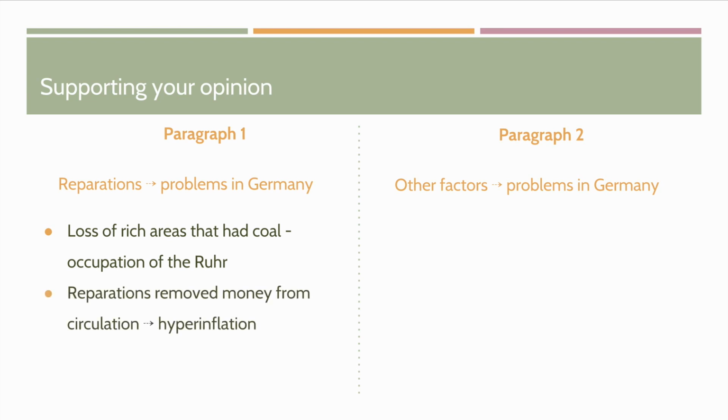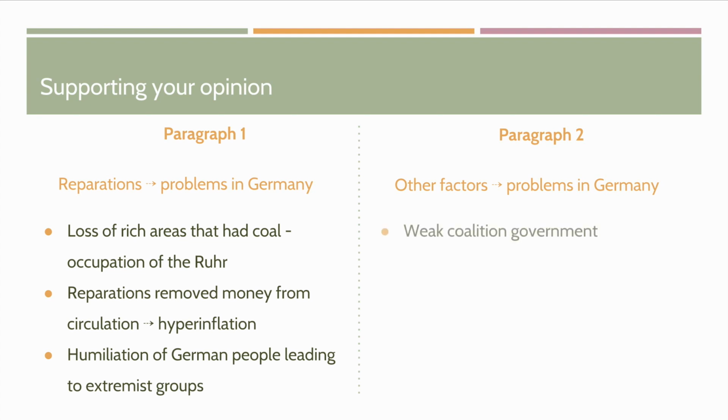Reparations also removed money from circulation, and that's one of the reasons that there was such terrible hyperinflation in Germany. And the reparations were humiliation for the German people, which really helped extremist groups like the fascists under Adolf Hitler to rise to power. Let's take a look at opposing evidence.